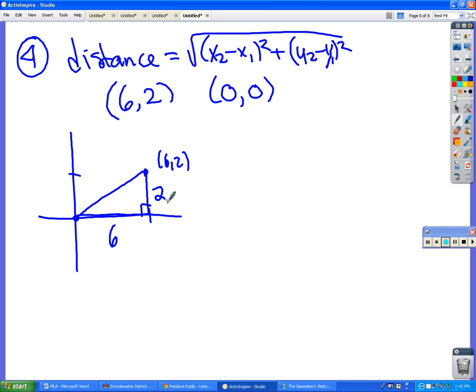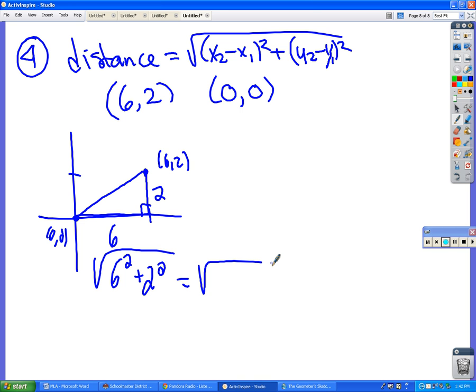I want to find the distance between these 2 points. I want to find the hypotenuse of that triangle. How do I do it? Yeah, Pythagorean theorem. So 6 squared plus 2 squared, and then I take the square root. So that's this formula right here. The way you get the 6 is by subtracting the x coordinates. The way you get the 2 is by subtracting the y coordinates, and then you square them, add them together, and take the square root.